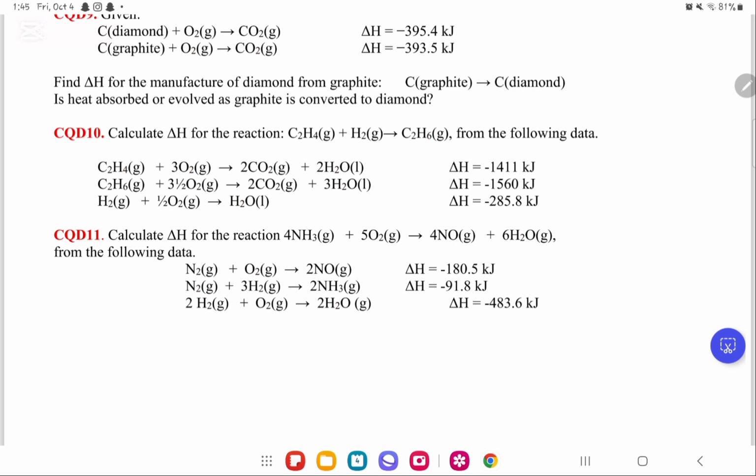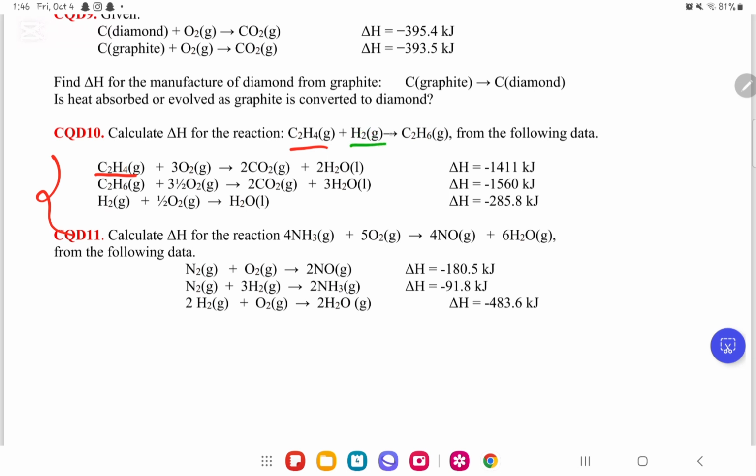Now we have CQD 10. Calculate delta H for the reaction. This from the following data. First thing, C2H4 gas, 1 mole, and it is in the reactants. Which equation has C2H4? This one. Is it 1 mole? Yes, it is. Is it in the reactants? Yes, it is. So we keep the whole equation as it is. We're not supposed to change anything.